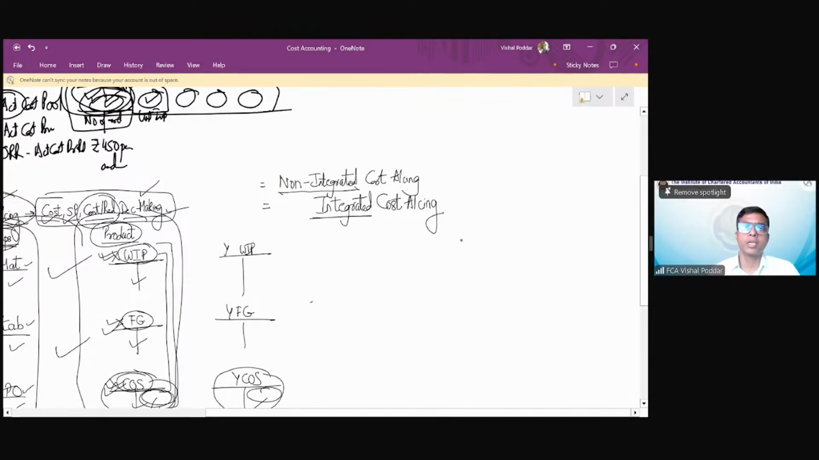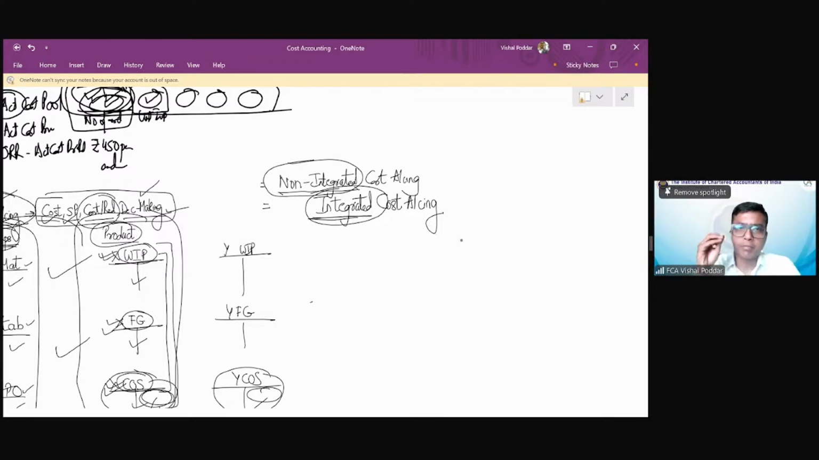So understand this, we have two approaches of doing cost accounting. One, merge it with financial. In that case, it will be called integrated cost accounting. Second, keep both these books separate and prepare them separately. So for every transaction, you'll have two entries, one in your costing books, one in your financial books. That approach will be called non-integrated.